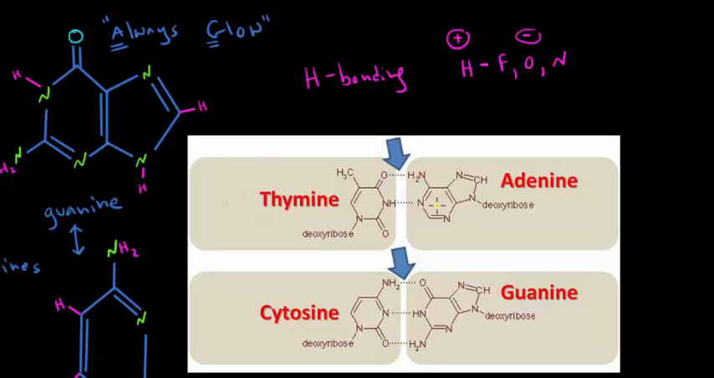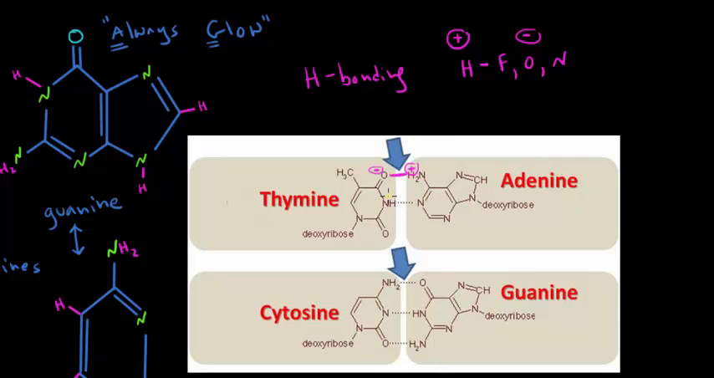So let's look at thymine and adenine. So we have this oxygen over here, which is going to be somewhat negative because it's pulling electrons away from that carbon and in this double bond. And then these hydrogens are going to be somewhat positive because the nitrogen near them is pulling electrons away. And so they form this hydrogen bond right over here.